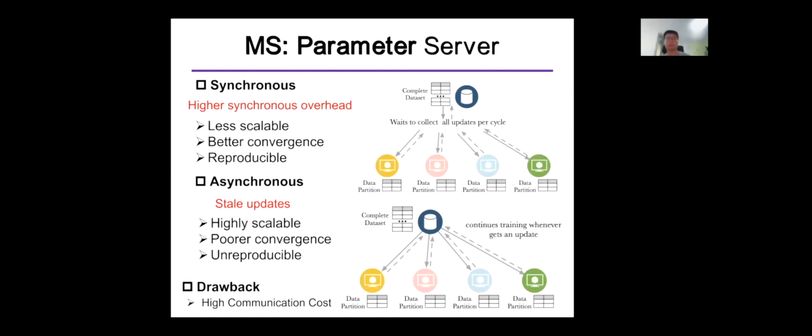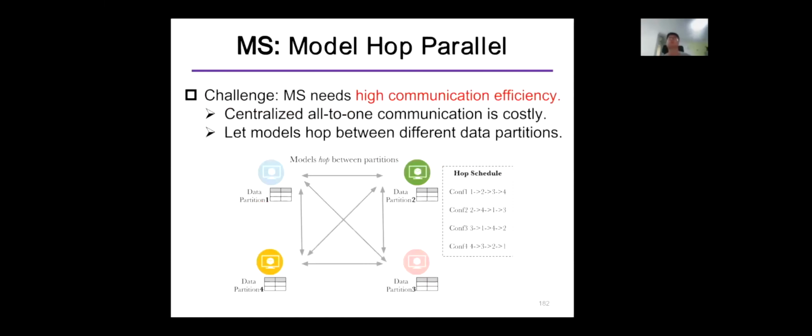The synchronous parameter server has better convergence because of the fresh gradient updates, but higher overhead due to the synchronization. Compared with BSP, the parameter server overall has higher scalability and better convergence because of its finer granularity at the mini-batch level, but the communication cost is higher due to the frequent communication. To achieve high communication efficiency, the model hop parallel technique is proposed.